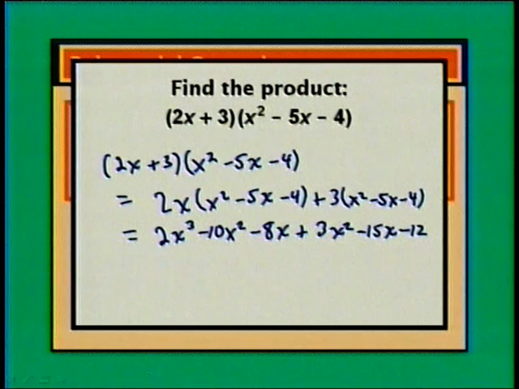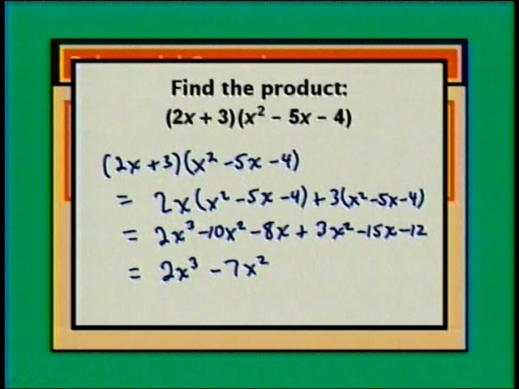Now all I need to do is combine my like terms. I only have one cubic term, 2x cubed. I have 2 squared terms, negative 10x squared and plus 3x squared. That simplifies to negative 7x squared. I have 2 linear terms, negative 8x minus 15x. That simplifies to minus 23x. And then I have my constant term, which is negative 12. So I end my polynomial with minus 12.